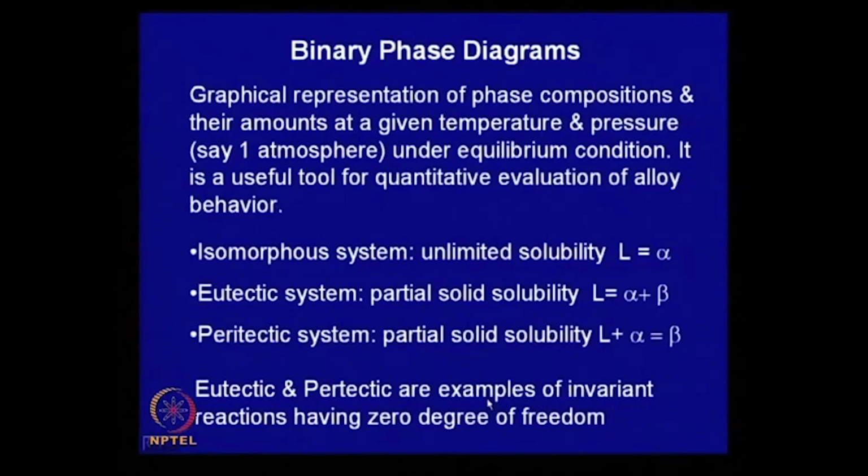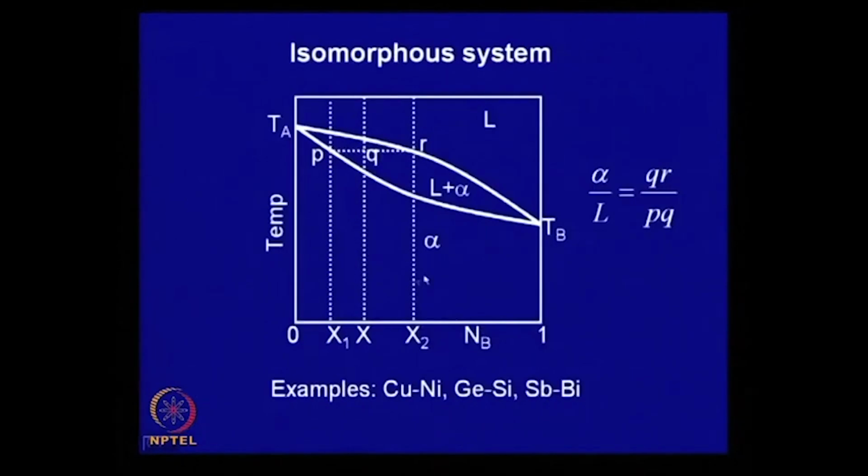There are several other invariant reactions possible apart from these, but basically similar, where one phase separates into two phases, or two phases react to give a third phase. There are certain other possibilities as well, and we will look at them in the subsequent part of the lecture. We will also look at some different variants of the isomorphous system. First, let us start with the isomorphous system in the phase diagram.